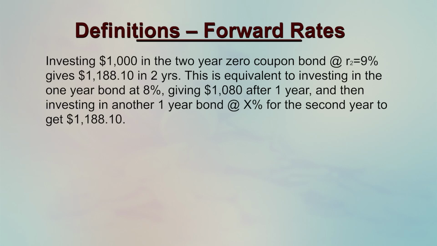So this practically gives an example when we are investing $1,000 in a 2-year zero coupon bond where the rate of interest is 9%, and with the compounded rate we get $1188.10 in 2 years. So this is basically equivalent to the investment of 8%, that gives $1080 in 1 year, and then investing in the second year. So we solve for x and keep on doing that, and we estimate the forward rate. So forward rates are determined on different interest rates at different levels of principal amount.